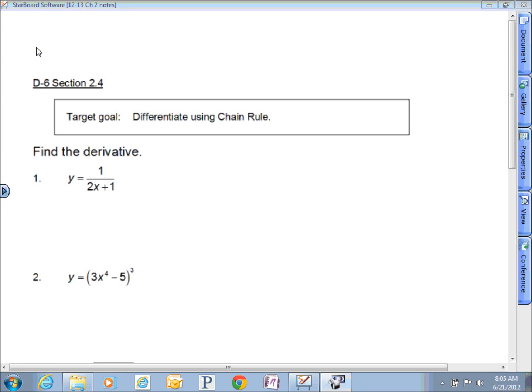We jump to section 2.4. Section 2.4 is now finding derivatives using chain rule. Well, when do we need chain rule? Chain rule comes into play when we have those composite functions. Well, what's a composite function?